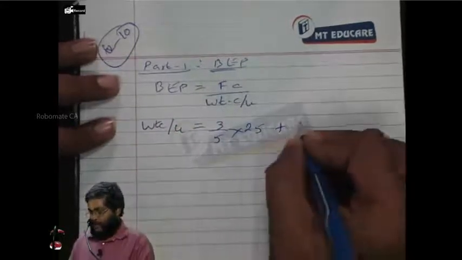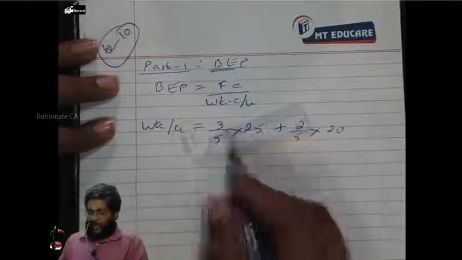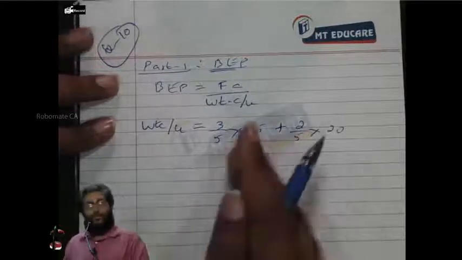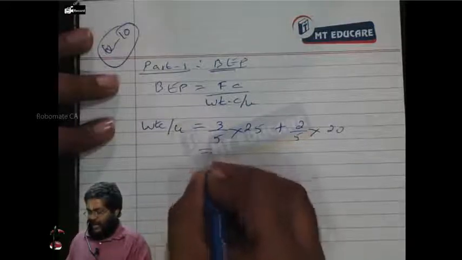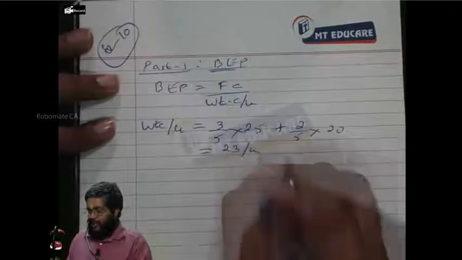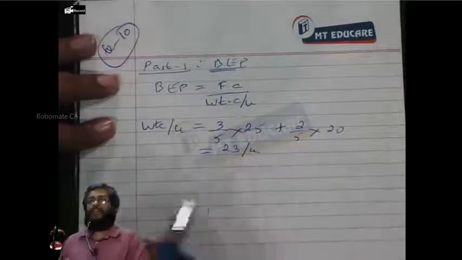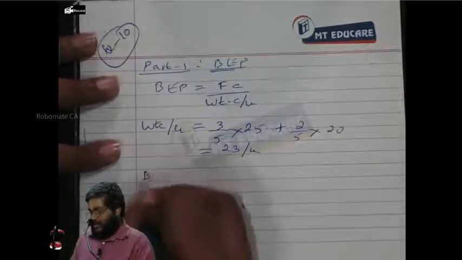What is the proportion here? 2 by 5 into how much here? 20. Simply, for 3/5 of my sales, I earn a 25 rupees contribution. For 2/5 of my sales, I earn how much contribution? 20 rupees. On an average, I earn a contribution of how much here? 23 per unit. So the weighted contribution is going to be 23 per unit. Respond yes or no. Now, next.